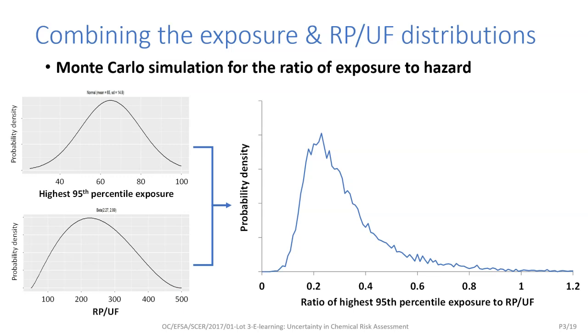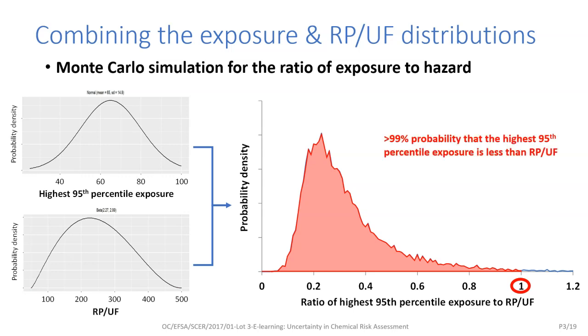In this case, what we are interested in is the probability that the ratio is less than 1. In other words, the probability that the highest 95th percentile exposure is less than RP over UF. We get this from the area under the distribution below 1 as a percentage of the total, in this case more than 99%, meaning there is more than 99% probability that the highest 95th percentile exposure is less than RP over UF.